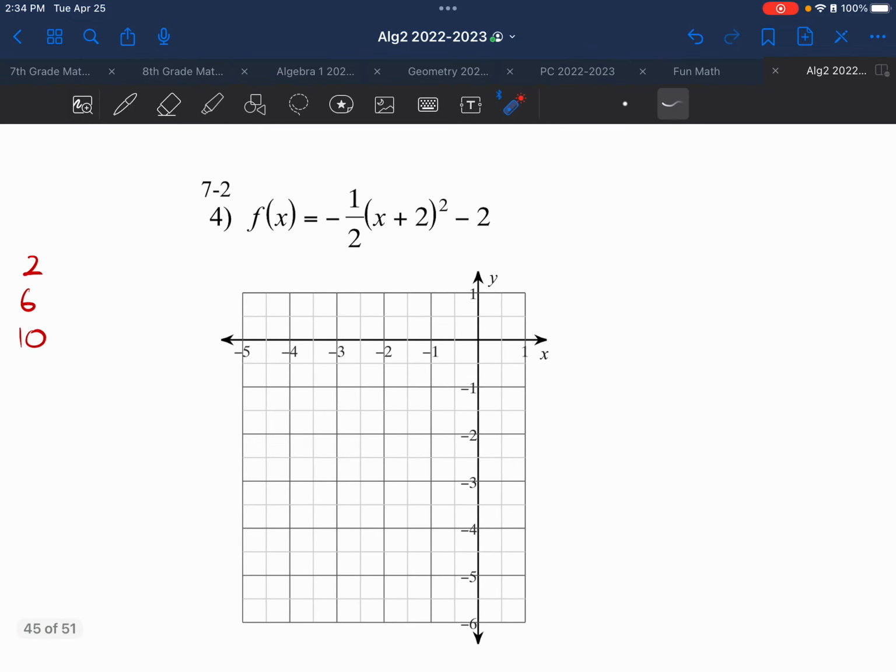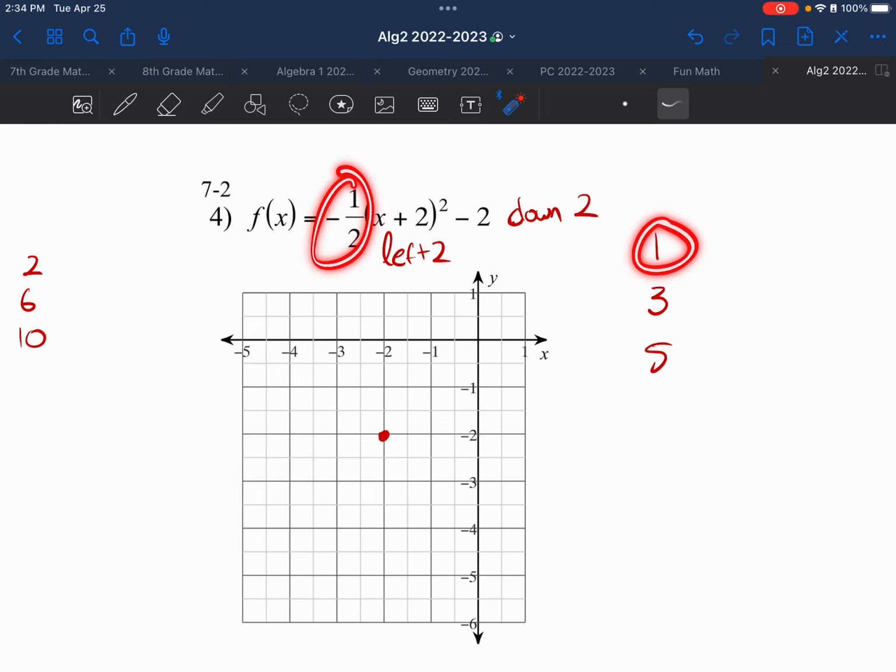And number 4, kind of the same thing, where you're going to label this one. If it's inside next to the x, it's going to be opposite. So +2 actually means left 2, and -2, there's no opposite. This is just down 2. So left 2, down 2, there's our vertex. And normally it's right 1, up 1, right 1, up 3, right 1, up 5, but we are now going to be multiplying each of these numbers by this number, which is -1/2.